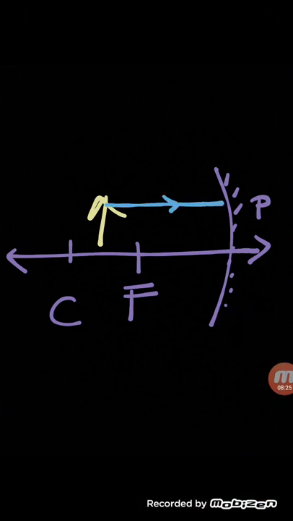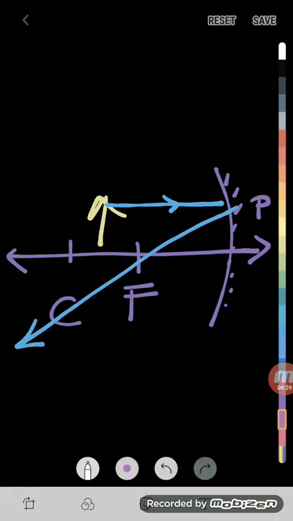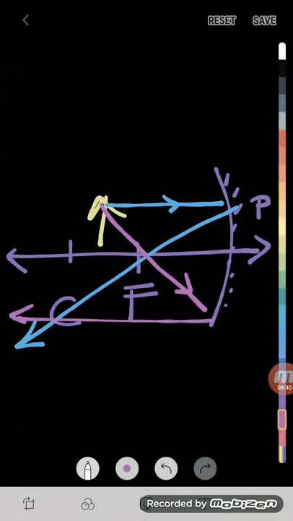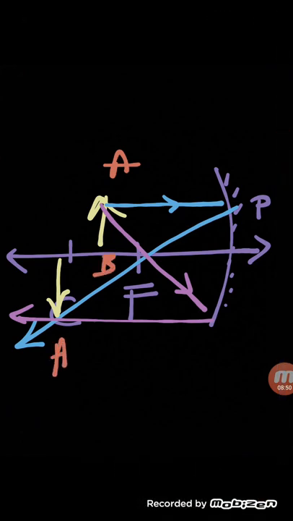So the line is parallel to the principal axis. Yes, you know it. It passes through the focus, and then if the line is passing through focus, it goes parallel to the principal axis, and wherever these points meet, this is our image. Here this is AB, this is A dash, B dash.